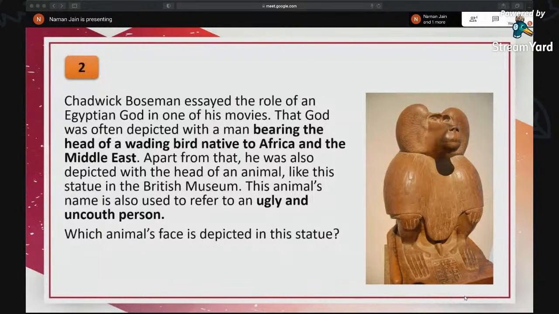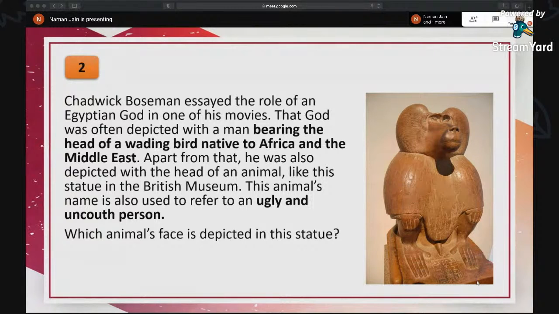And apart from that, he was also depicted with the head of an animal. The second depiction was that of an animal, which is clearly shown in the image. The image is a giveaway. And this is a statue of that god in a British museum. And this animal's name is also used to refer to an ugly and uncouth person. Okay, so this is a hint. We refer to an uncouth person, not ugly, I will say, but uncouth is the more common usage of this word.